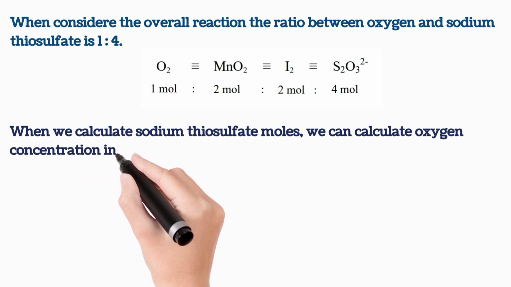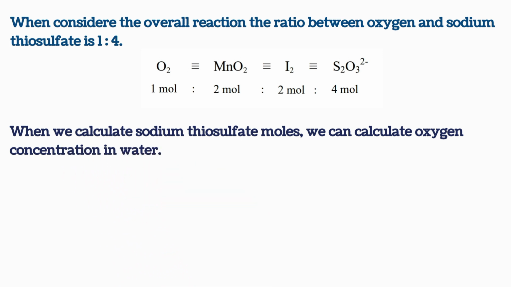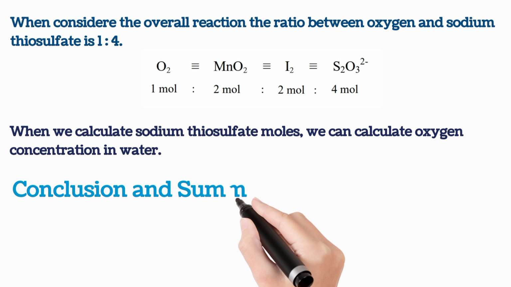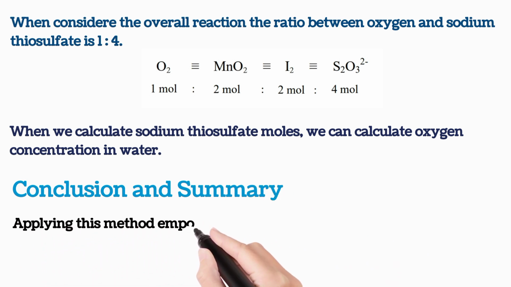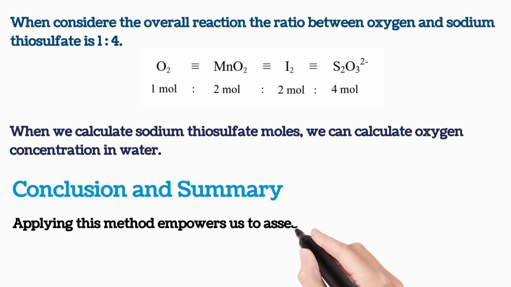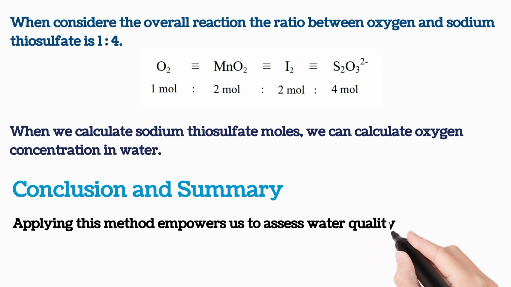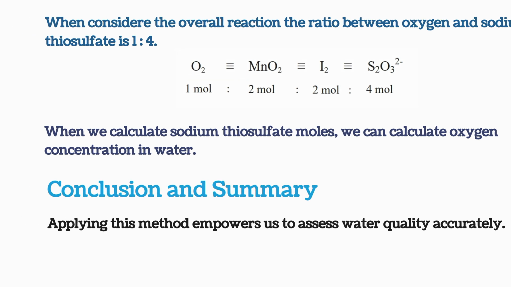Ensuring accuracy is crucial. We'll discuss factors that may influence the precision of the Winkler method. Tips and considerations for obtaining reliable measurements. To wrap up, we've explored the key steps of the Winkler method. Applying this method empowers us to assess water quality accurately.